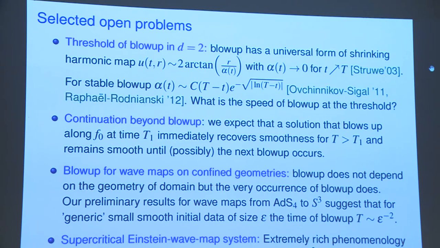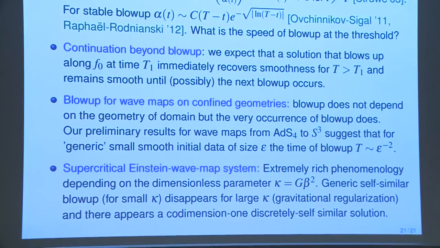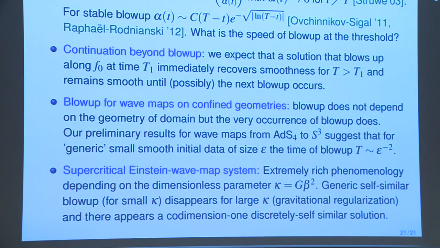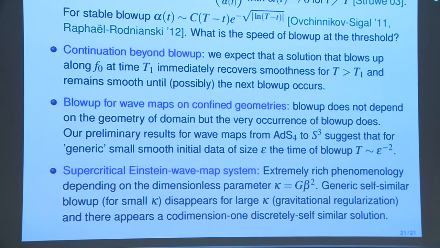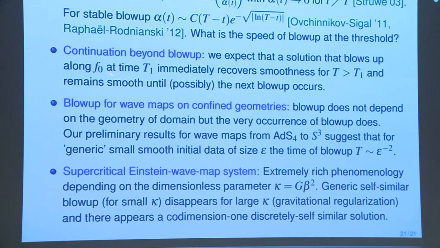The second problem which I wanted to mention is the continuation beyond blow-up. Whenever you have a solution which forms a singularity in finite time, there is a question: can you continue beyond? In this case you can always, because these equations are invariant under time reflection. When you have a backwards self-similar solution, you can attach it to a forward self-similar solution trivially, and then you get a weak solution which is singular at just a single point. Such phenomena, where solutions immediately recover smoothness, are well known, mainly for parabolic equations and the corresponding harmonic map heat flow.